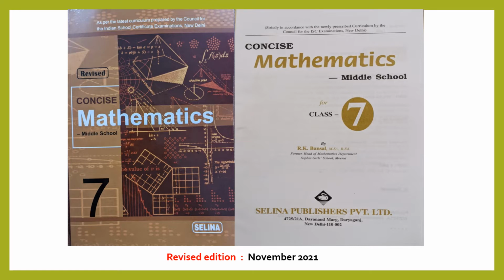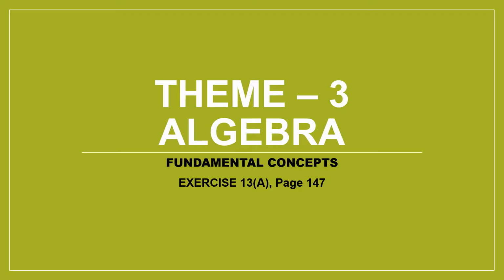The textbook that we are using is the Concise Mathematics Middle School for Class 7 by Selina Publishers, and we are using the revised edition November 2021. Theme 3 Algebra, Fundamental Concepts. So we begin with exercise 13A, which is found on page 147.